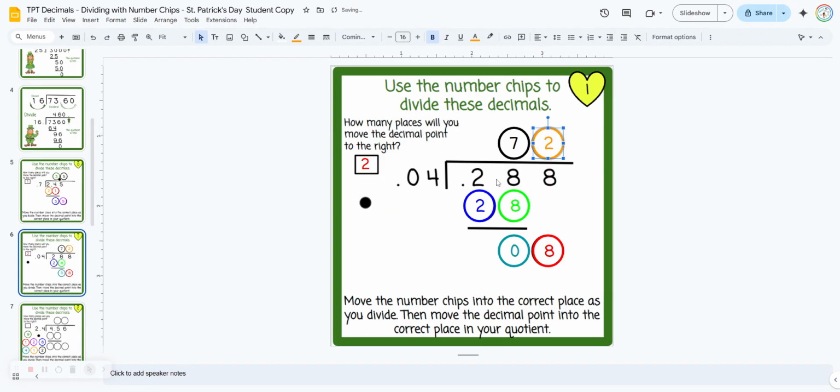Now, if they move the decimal point 2 places to the right, they're going to move it 2 places to the right here and straight up into their quotient. So they get an answer of 7 2/10. And they're going to match that with the letter I.